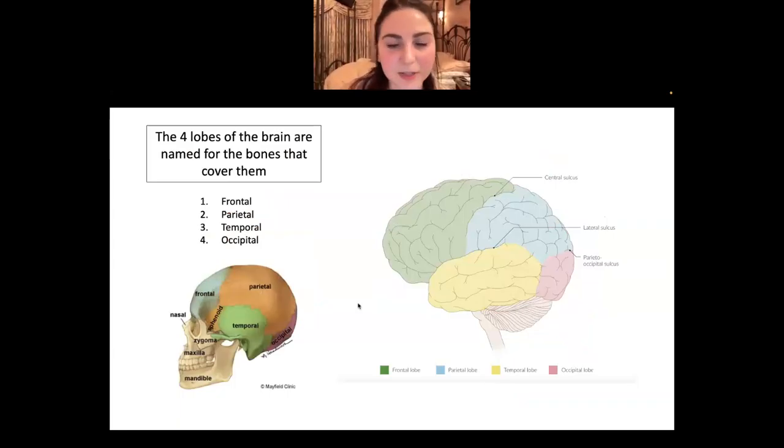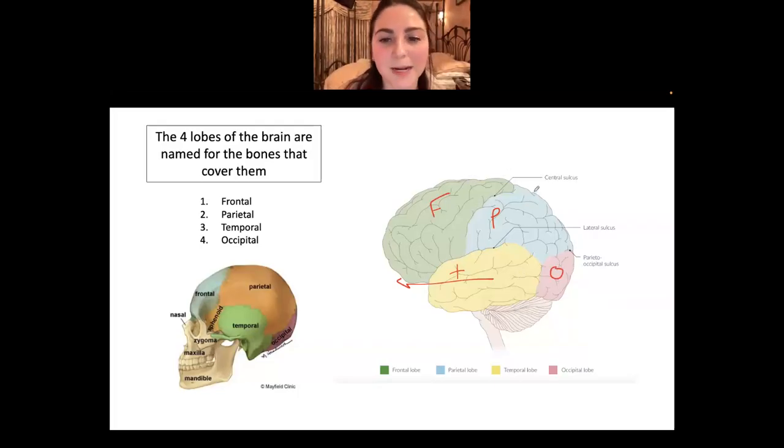All right, and then the lobes. There are 4 lobes. They're named for the bones of the skull that cover and protect them. So the 4 lobes of the brain: we have the frontal lobe in green. That's this. Again, we're looking at the left side of the brain because we have the left temporal lobe over here. We have the parietal lobe here in blue, the temporal lobe in yellow, and then the occipital lobe in pink. And each of them does its own things.